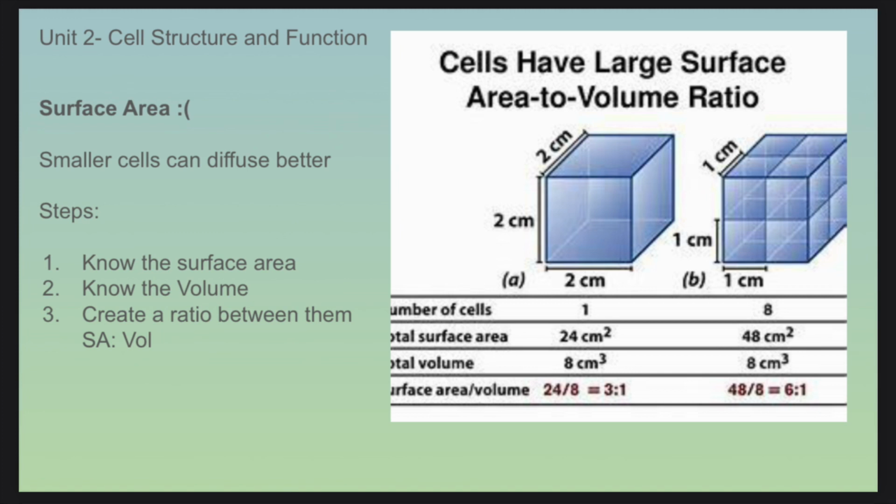Now we're at a part I don't like: surface area. So let's get this out of the way. Smaller cells can diffuse better. If you don't know what diffuse is, go search it up. So the steps for surface area: first of all, know the surface area, which we got a nice diagram for here. Then you got to know the volume. Then you create a ratio between them. So just look at the problem on the right and you'll get a general idea on how this works.